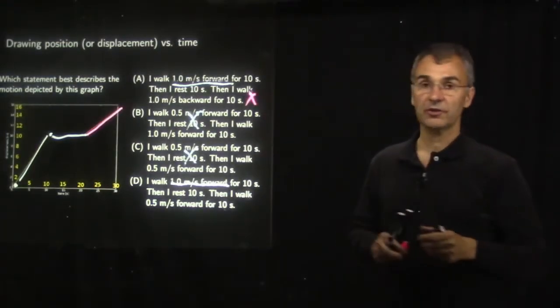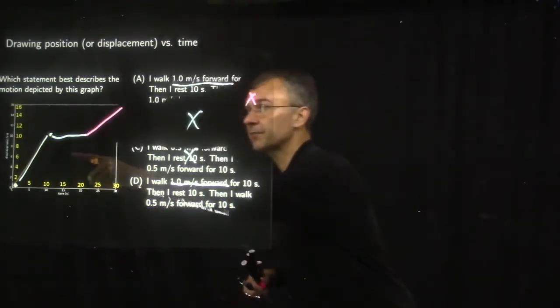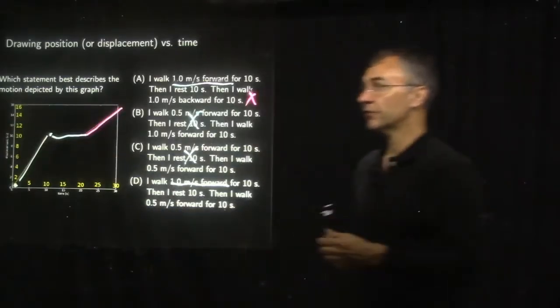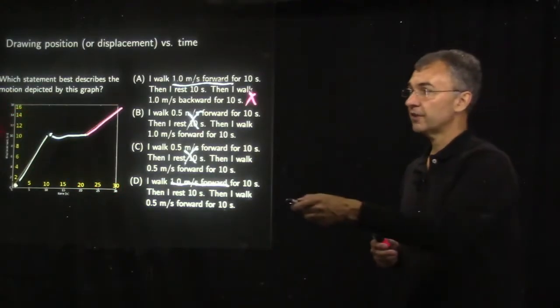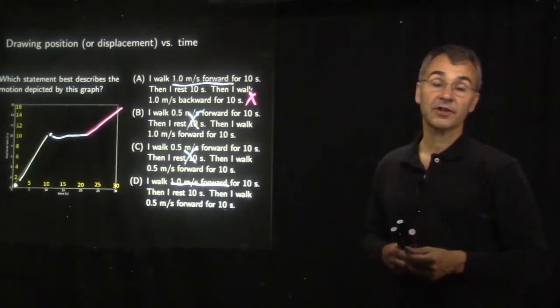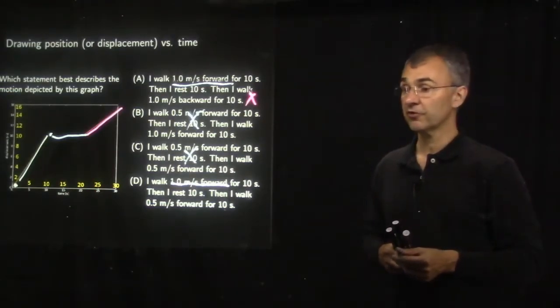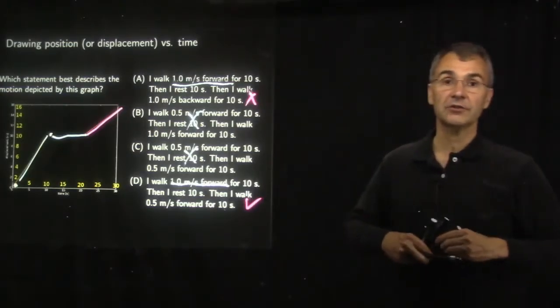But let's see if this rate at which I'm going forward makes sense. So it seems like I go from x equals 10 meters to x equals 15 meters in the time interval from 20 seconds to 30 seconds. So that is a displacement of plus 5 meters in a time interval of 10 seconds. So that's plus 1/2 meters per second. So I think I like that. So I think answer D looks pretty good to me.